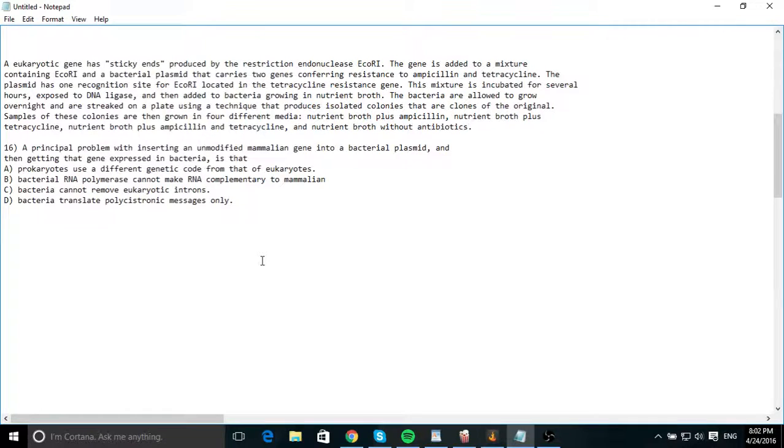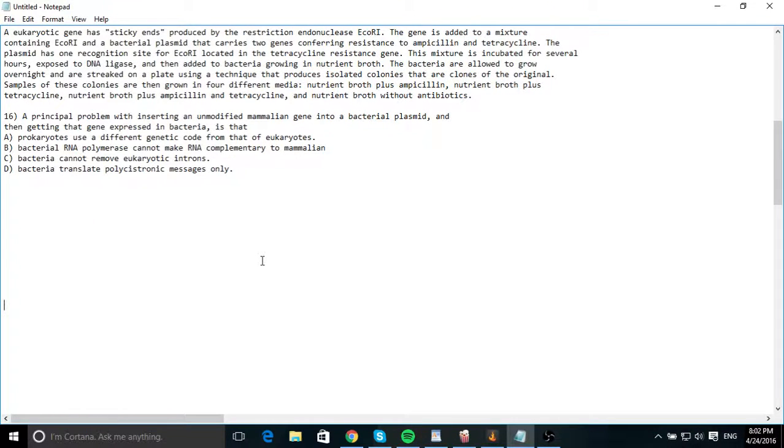2. A eukaryotic gene has sticky ends produced by restriction endonuclease E. coli. The gene is added to a mixture containing E. coli and a bacterial plasmid that contains two genes conferring resistance to ampicillin and tetracycline. The plasmid has one recognition site for E. coli located in the tetracycline resistance gene.